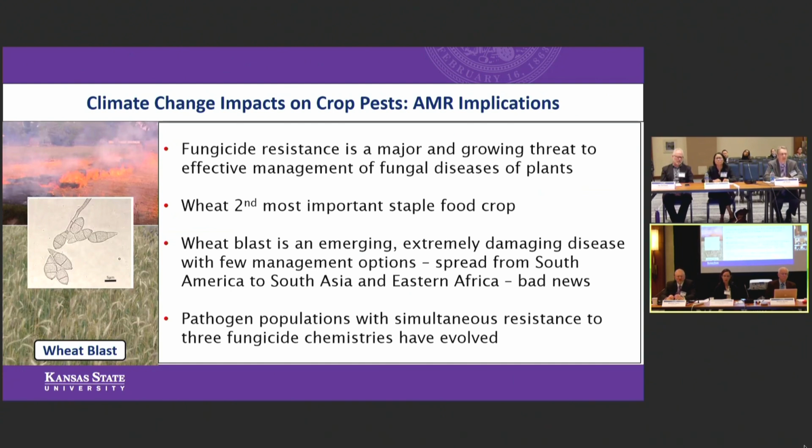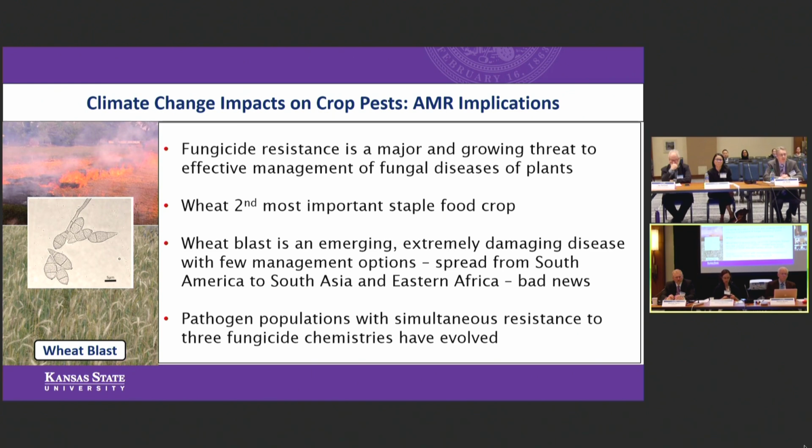Fungicides are one of the main tools in the toolbox for managing plant diseases. Fungicide resistance is becoming a major problem. Many of our fungal species are hypervariable. They undergo constant recombination, making host plant resistance unstable. Wheat is the second most important staple food crop globally, grown on more acres globally, providing 20% of the calories and 17% of the protein in the human diet.